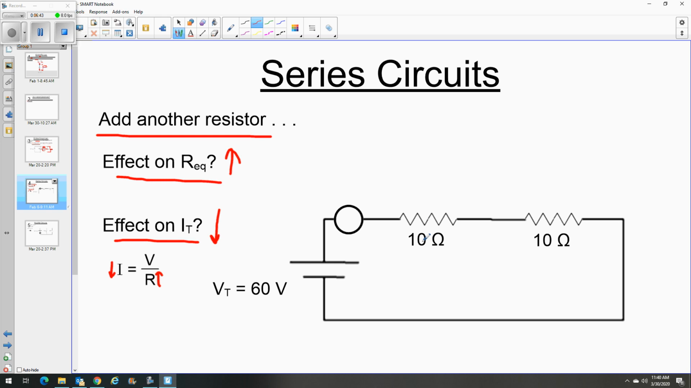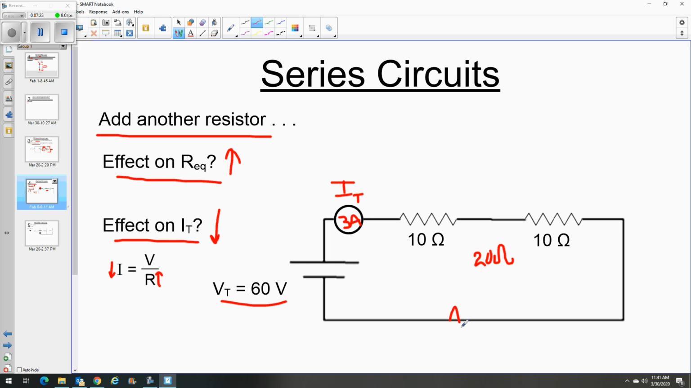Let's take a look. How much current would we have leaving the battery? This meter has been inserted to read I total, which, yes, in a series circuit is also equal to I1 and is also equal to I2, but we'll call it I total for now. I total will be V total over R total, and here we have our V total, and we know that R total is the sum of those two, so the total resistance would be 20 ohms. So 60 divided by 20 should be our total current. 60 divided by 20, we have 3 amps of current originally flowing in the circuit.